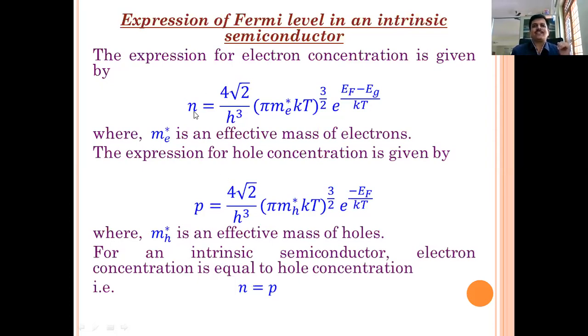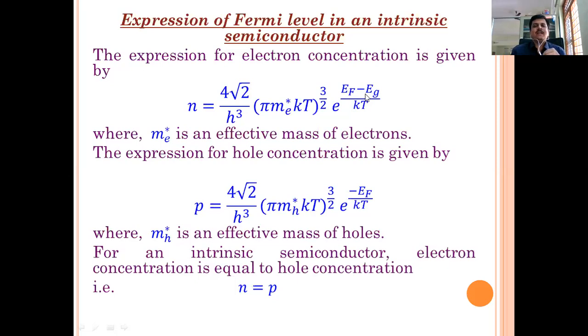The electron concentration is given by 4 root 2 by h cube, within a bracket pi me star kT, whole to the power of 3 by 2, into e to the power of (Ef minus Eg) by kT, where h is the Planck's constant, me star is the effective mass of the electrons, k the Boltzmann constant, T the absolute temperature, Ef is the Fermi energy, and Eg is the forbidden energy gap of a semiconductor, where we classify the materials based on the energy gaps.